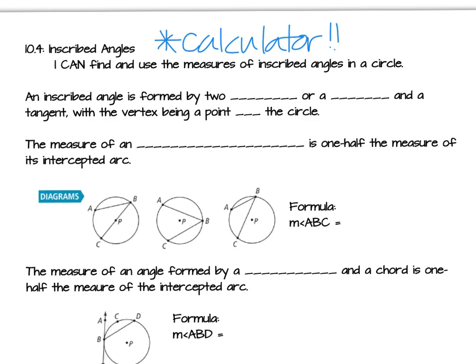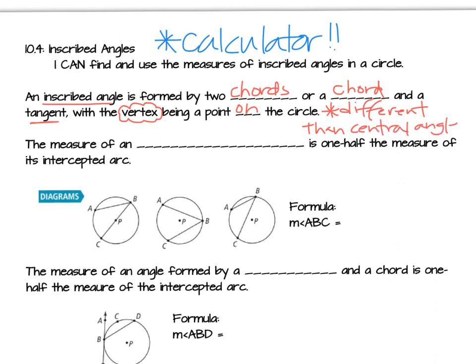A few definitions for inscribed angles. An inscribed angle is formed by two chords. And remember, chords are just two segments that have endpoints on the circle. Or you could have a chord and a tangent, with the vertex for either setup being on the circle itself. So this is different from central angles that we talked about in 10.1.